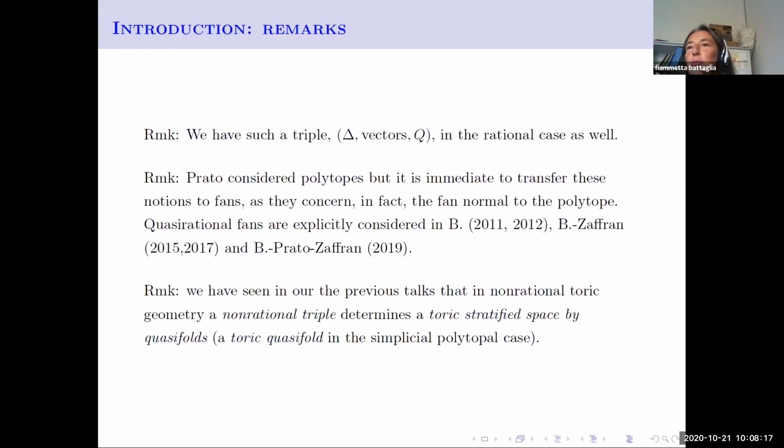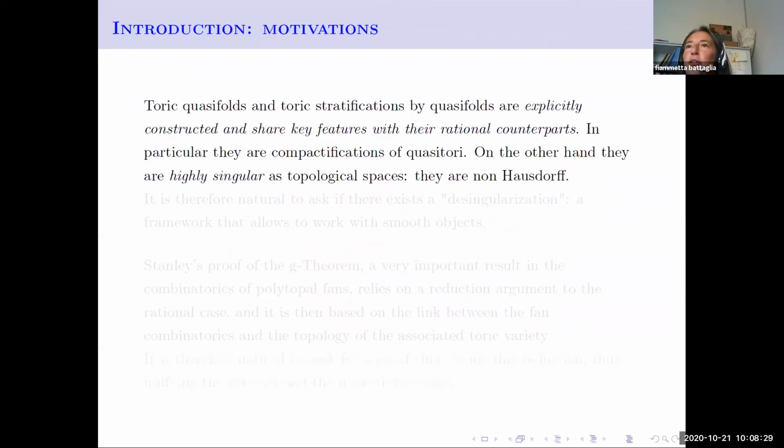Now I want to present a development of these ideas and the motivations. The main motivations were that toric quasifolds and toric stratifications by quasifolds have great features. They are explicitly constructed, they are very concrete spaces, and they share key features with their rational counterparts, classical toric varieties. In particular, for example, they are compactifications of quasi-tori. Quasi-tori were defined by Elisa in her first paper, and she defined them in detail in her talk.